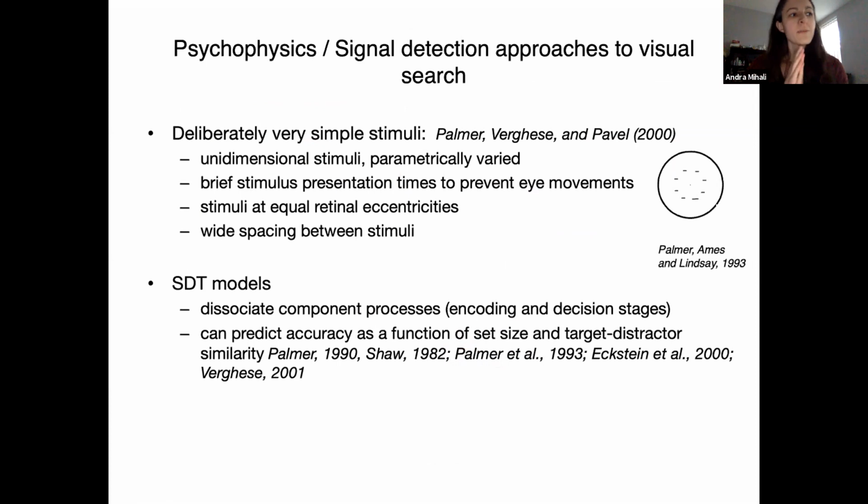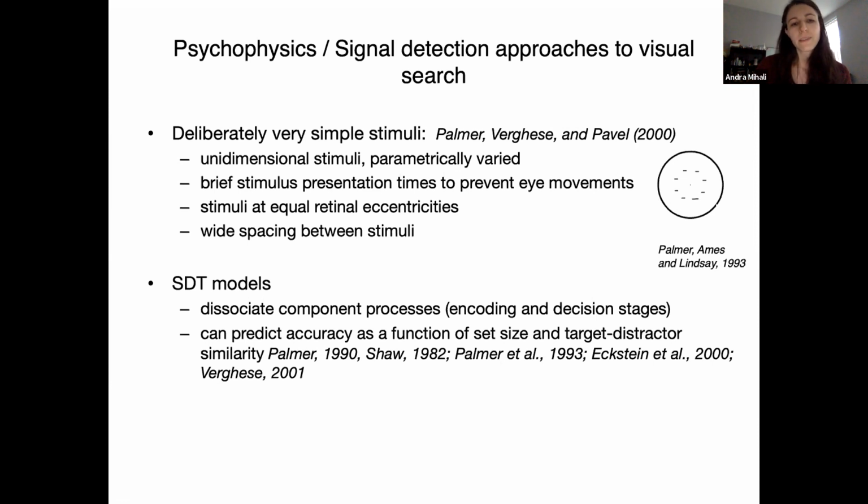Okay, so psychophysics and signal detection theory approaches to visual search. A little bit of history. Psychophysics has proved a useful tool to understand the mechanisms of visual search. Within psychophysics, signal detection theory in particular has been very useful and played a large role. Researchers deliberately used very simple stimuli. This review by Palmer and Verghese and Pavel, 2000, is very great. So the stimuli tended to be unidimensional, and they could be easily parametrically varied. The stimuli were briefly presented in order to prevent eye movements. They were presented at equal eccentricities, such as in this figure, and there was a wide spacing between stimuli in order to prevent crowding or other low-level influences.